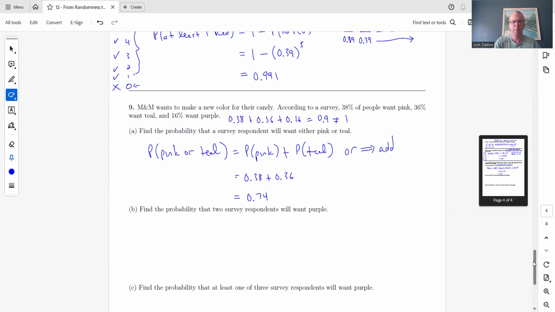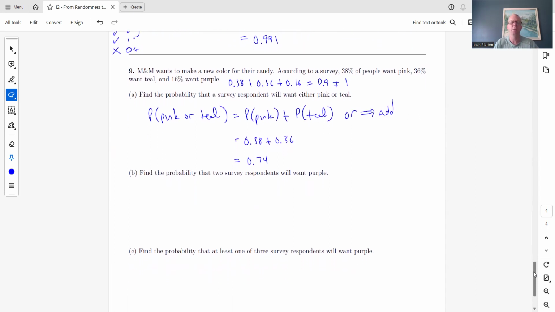All right, and then part B, find the probability that two survey respondents will want purple. So is this an or problem or is this an and problem? It doesn't say either one explicitly in the problem, but do you want the first one to pick purple or the second one to pick purple? Or do you want the first one to pick purple and the second one to pick purple? So this is an and problem.